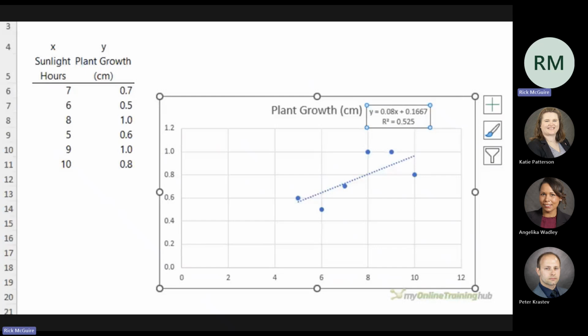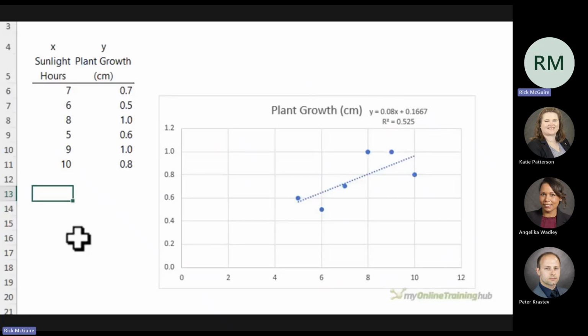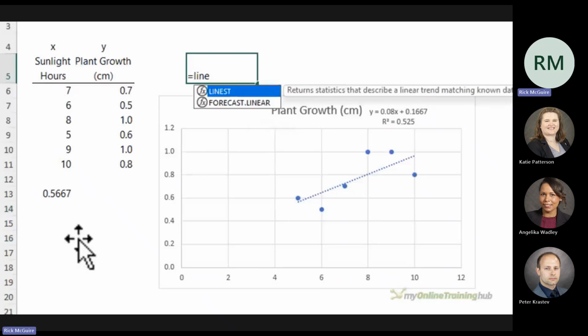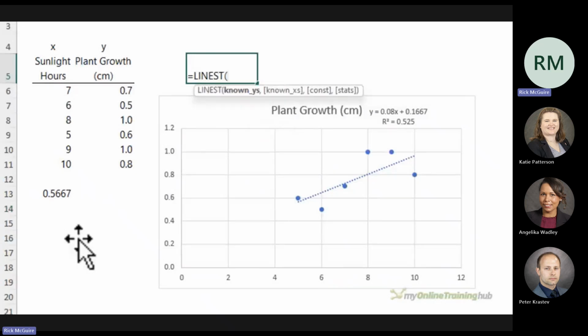Now, whether that's biologically true for plants, I can't say. Now, to use this equation to make predictions, you would simply substitute the value of x into the equation. So 0.08 times, let's say we have 5 sunlight hours, plus 0.1667 gives us a growth of 0.5667 centimeters.